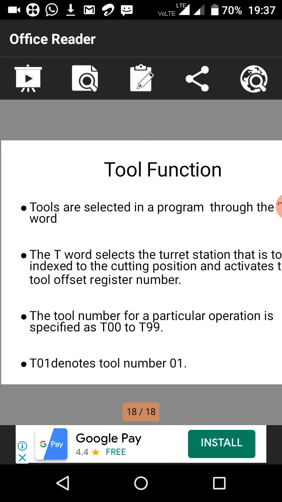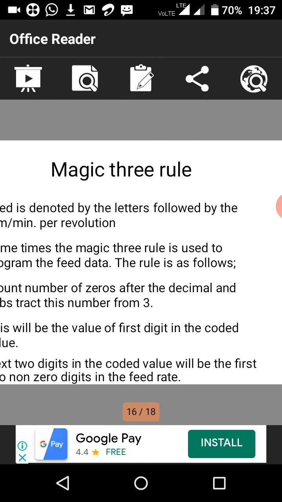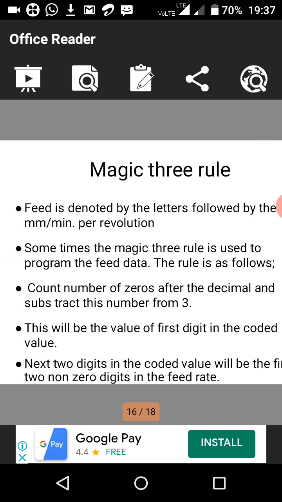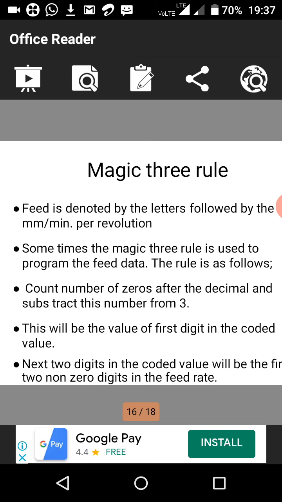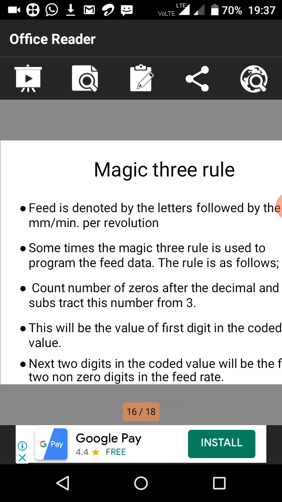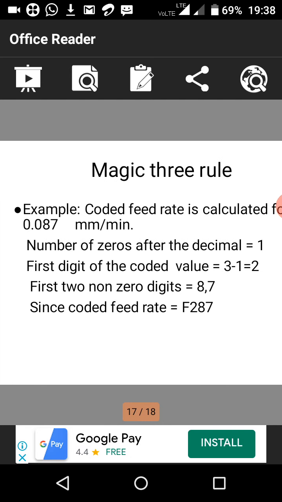Now those are the magic 3 rules. So feed depends upon the letters followed by the per revolution. Sometimes the magic 3 rules are used for programming feed data. The rules are as follows. This will be the value of the first digit in the coded value. The next two digits of the coded value will be the first two non-zero digits in the feed rate. So that is the example for this. If you see this example we can understand that.